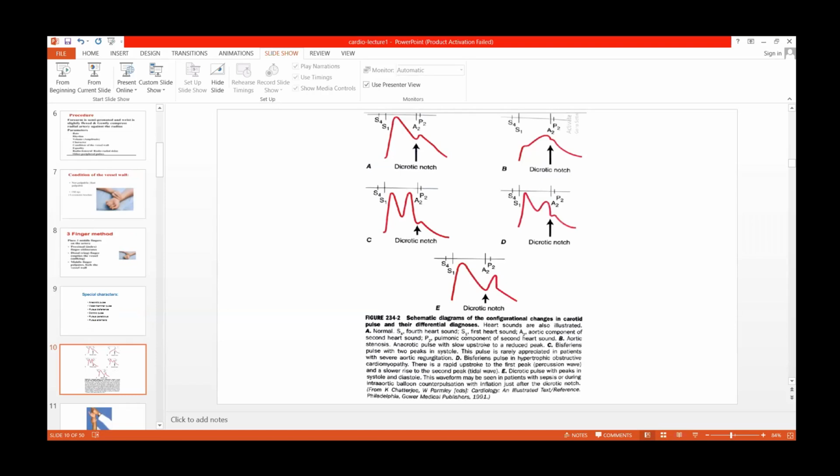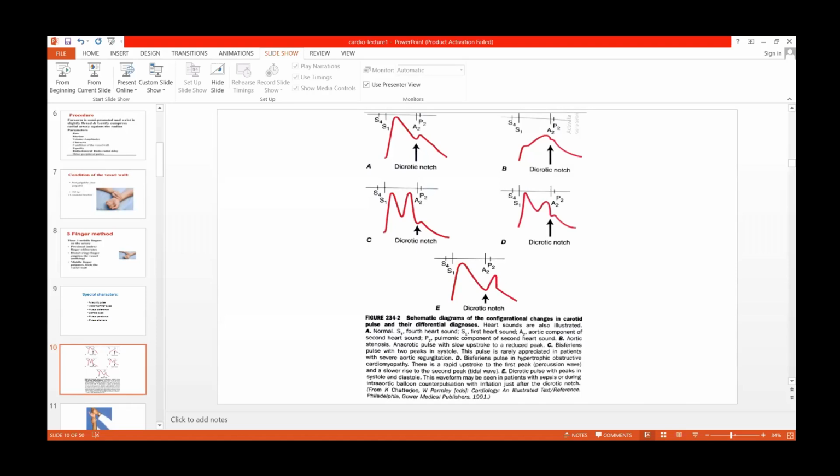This is the norm. First, A is the normal pulse. Here you can see it is a normal pulse in the distal arteries. Here you can see the percussion wave followed by the tidal wave and the prominent dicrotic wave. It is a normal pulse for distal arteries.